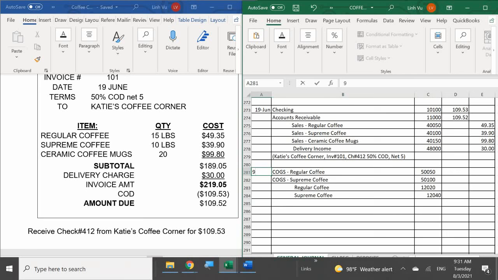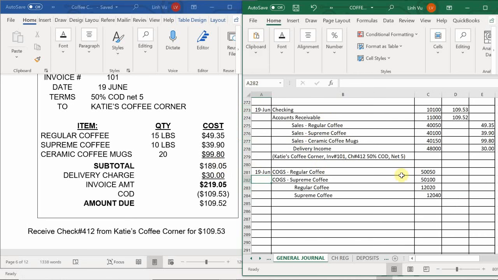Right? Utilize Excel for what it's used for. So in this case, I want to use it to save time. So there you go. Instead of having to type everything out again, I just simply copy and paste the account names and account numbers.